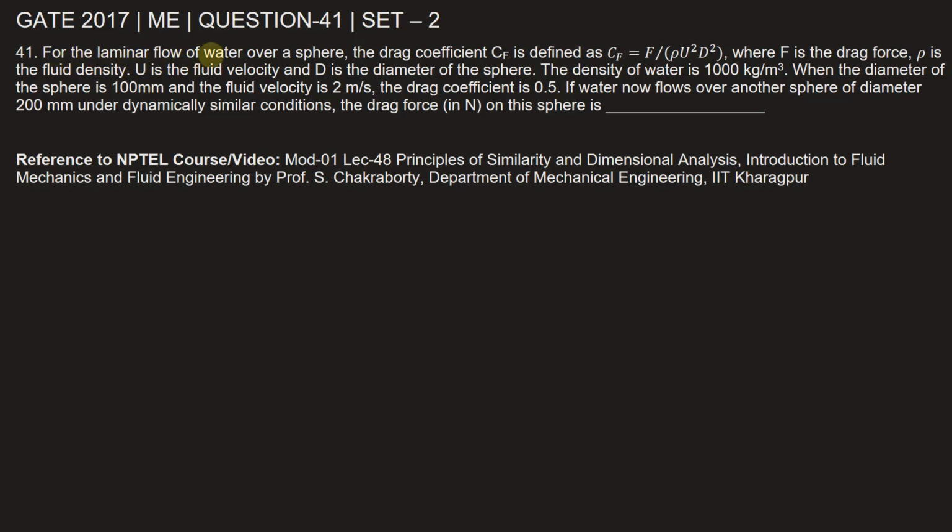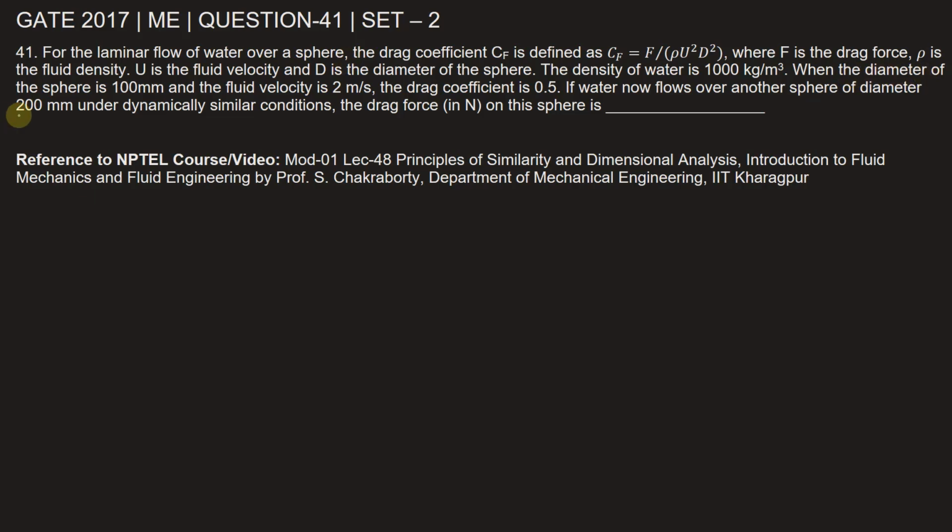For the laminar flow of water over a sphere, the drag coefficient Cf is defined as Cf is equal to F upon rho u square into d square, where F is the drag force, rho is the fluid density, u is the velocity of fluid, and d is the diameter of the sphere. The density of the water is 1000 kg per meter cube.